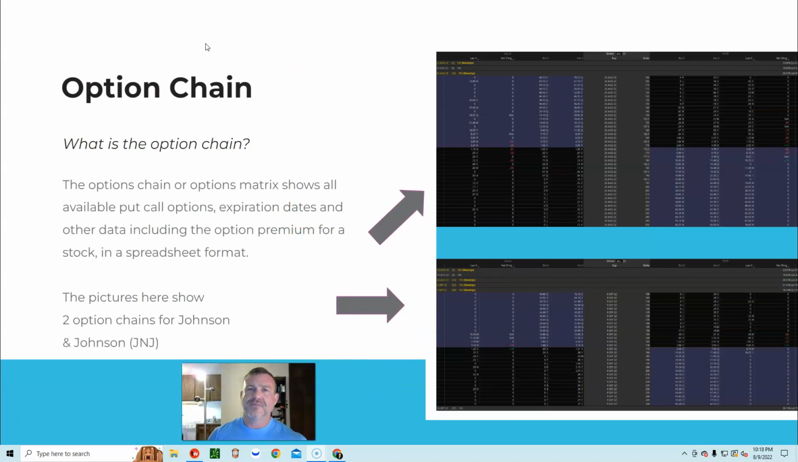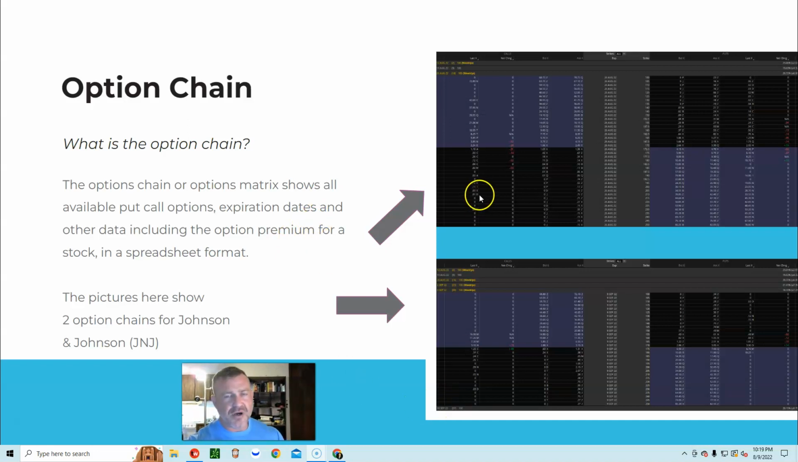Option chain. Option chain is the answer to this video. What is the option chain? The option chain, or options matrix, shows all available put and call options, including their expiration dates. And there's a variety of other data that you could have included or taken out of there. The option chain also includes the option premium for a stock, and it's set up in a spreadsheet format. So how to find stock option premium? Look in the option chain.